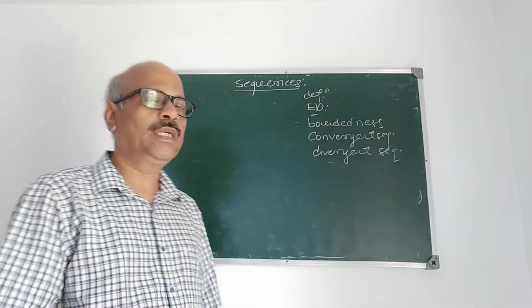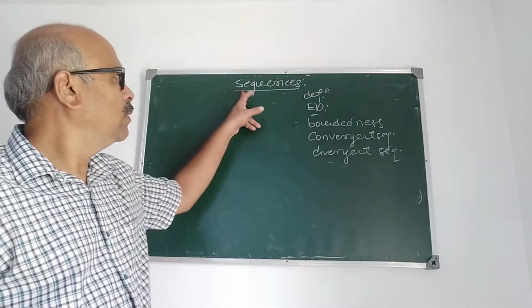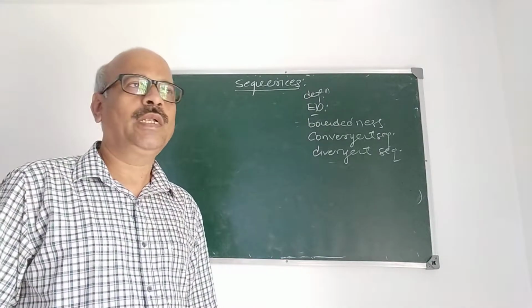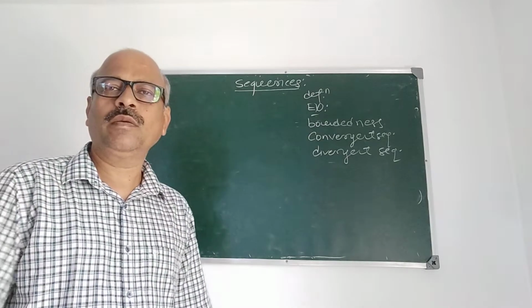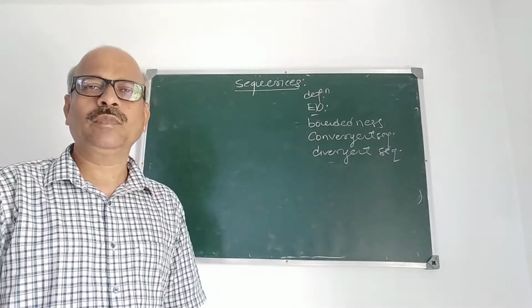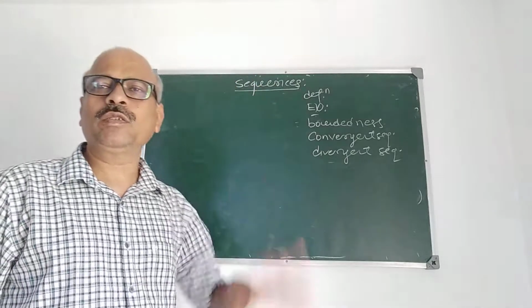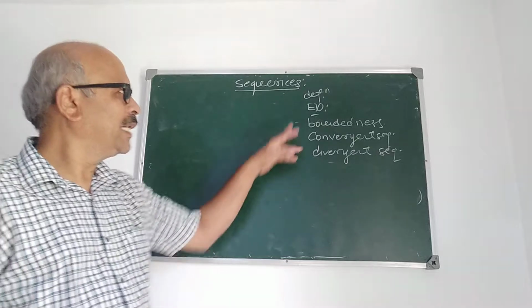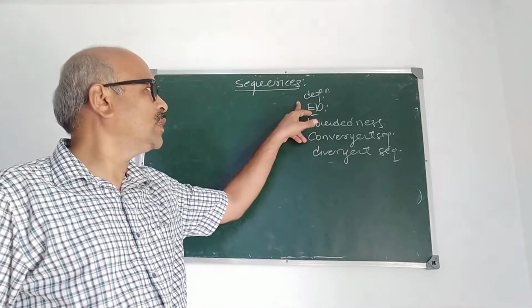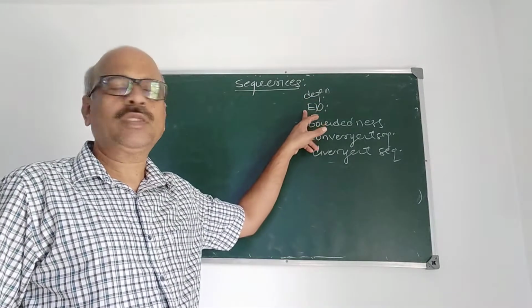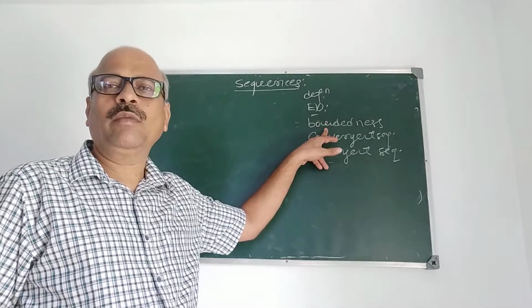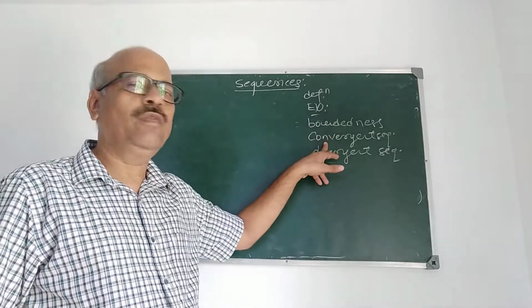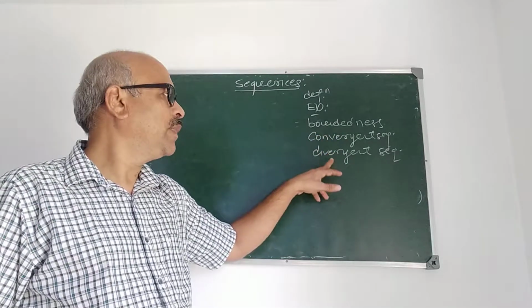Dear students, in this video the topic is sequences, and for Karnataka University BSc 4th SEM, this is paper 1, sequences and series. In this video, I explain these things. I start with the definition, what is a sequence, some examples, what are bounded and unbounded sequences, and when do we say that a sequence is convergent and divergent.